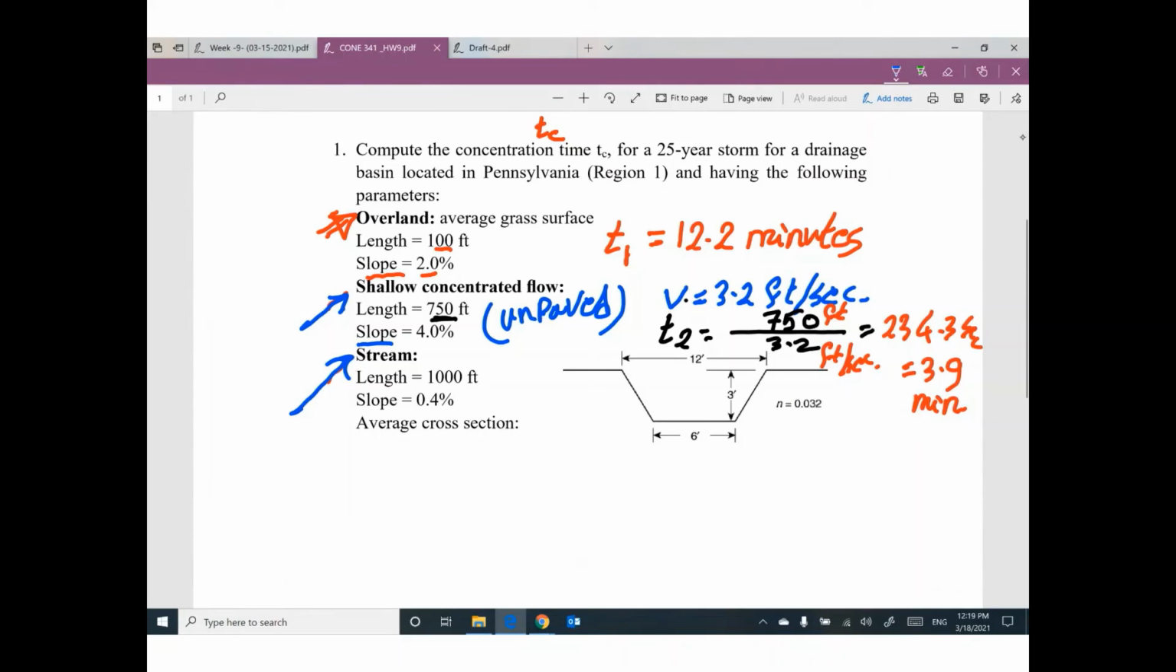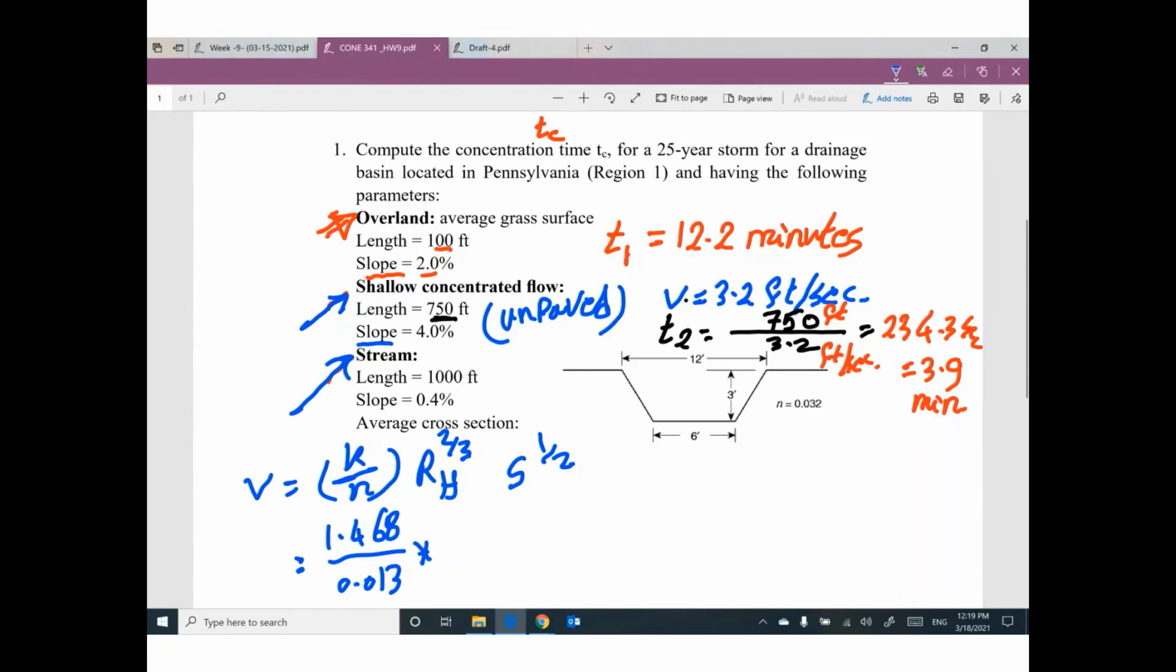The third flow, which is stream flow. Okay, we need to figure out the velocity by using Manning's equation: k divided by n, R_h to power 2/3, S to power 1/2. Manning's coefficient is not given, so I will assume it, for example, 0.013, 0.014, 0.015. That's fine. K equal 1.486. I'm sorry, 1.468.